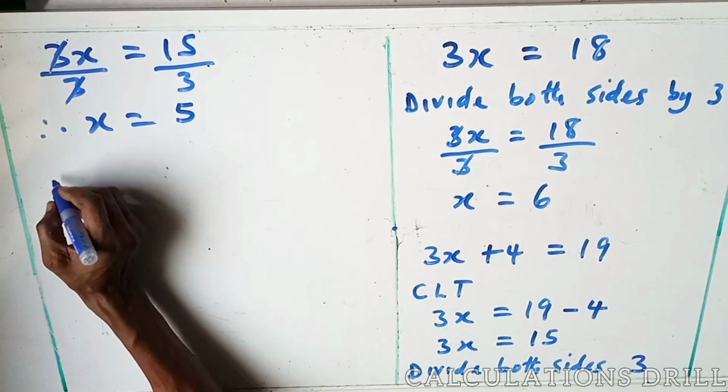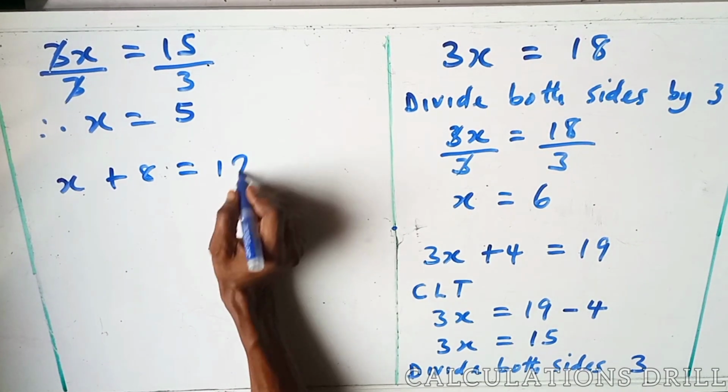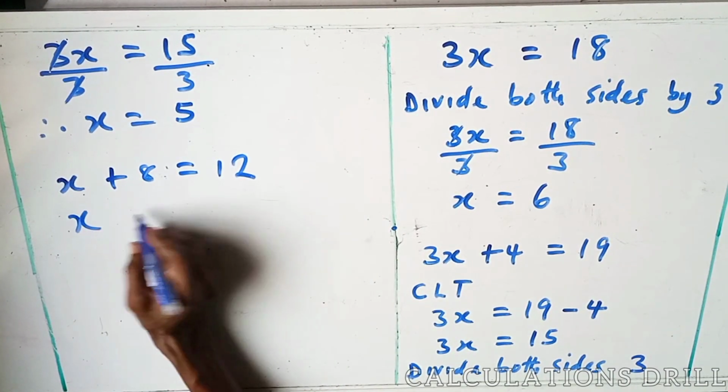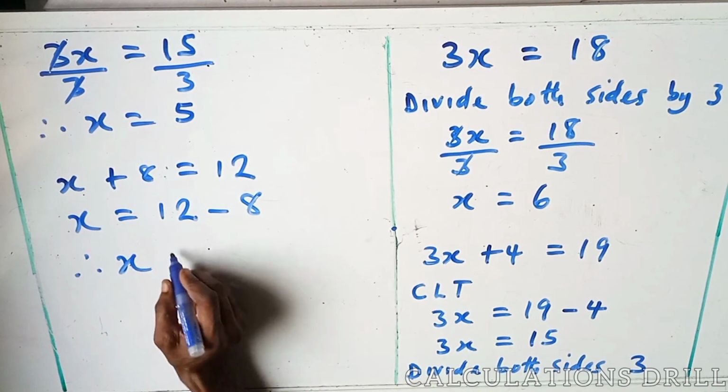How would you solve this? x plus 8 equals 12. x equals 12 minus 8. Therefore, x equals 4.